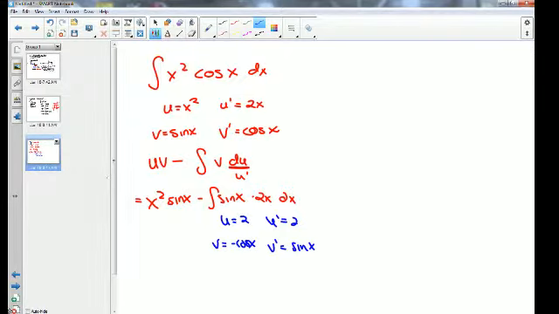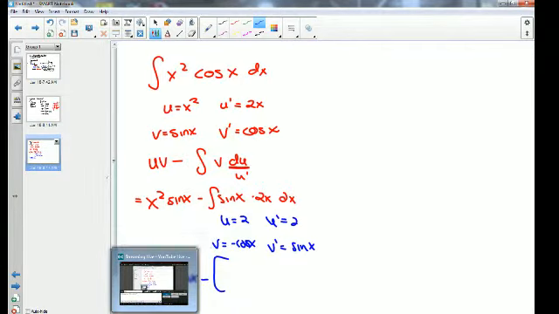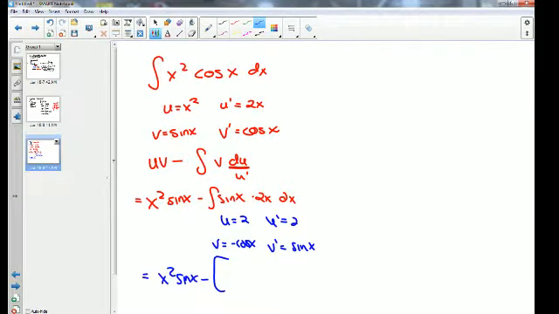Don't forget, if you have to do this twice, the minus sign is going to carry. So make your brackets there. That should be an x.